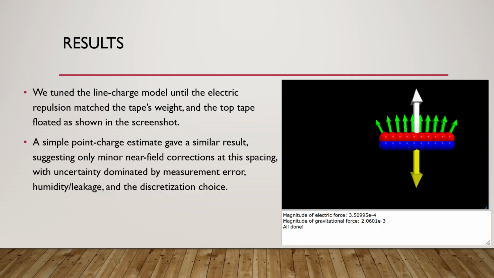Results. We tuned the line charge model until the electrical repulsion matched the tape's weight and the top tape floated, as shown in the screenshot. A simple point charge estimate gave a similar result, suggesting only minor near-field correction at this spacing, with uncertainty dominated by measurement error and humidity and leakage. And on the right of the page we have the image of our code, where we can find the magnitude of the electrical force and the magnitude of the gravitational force.